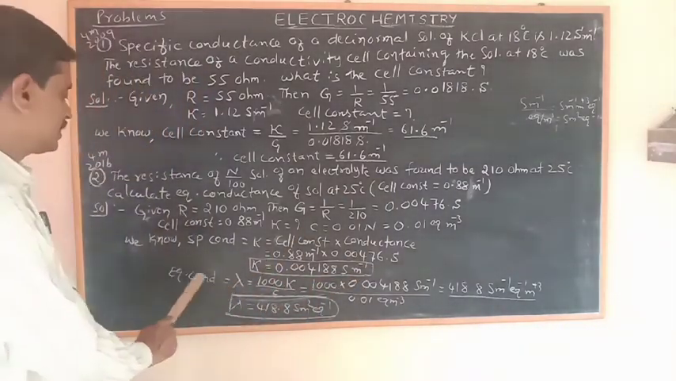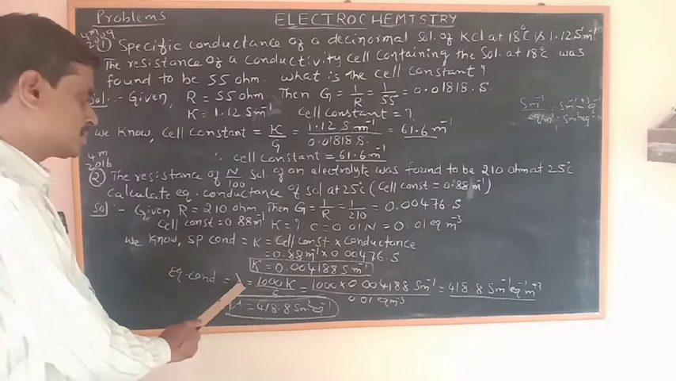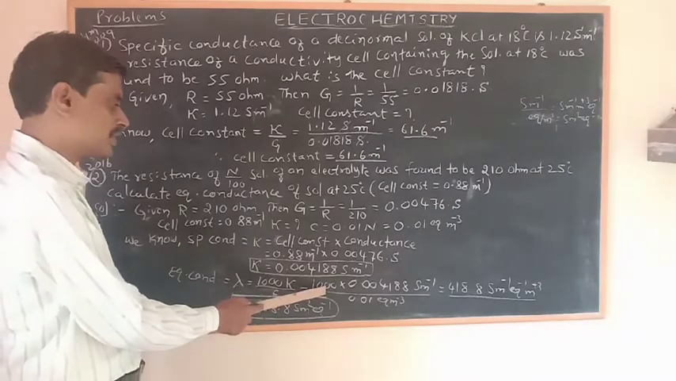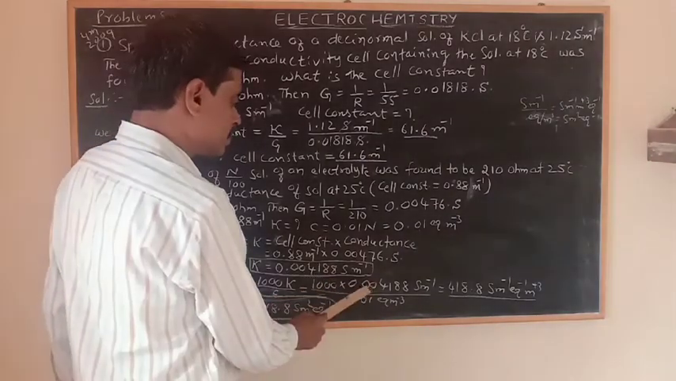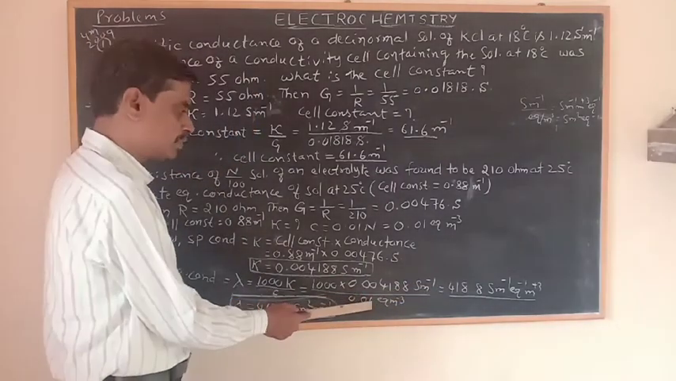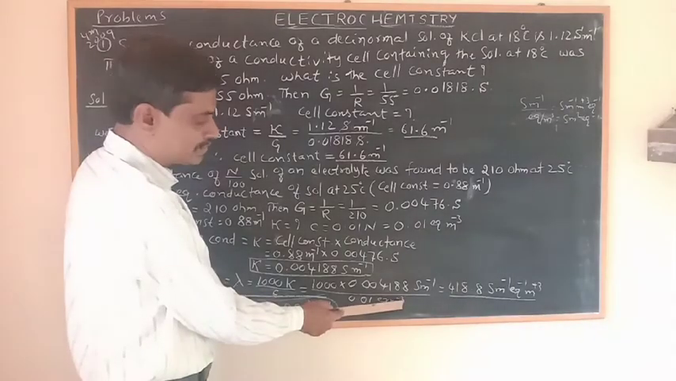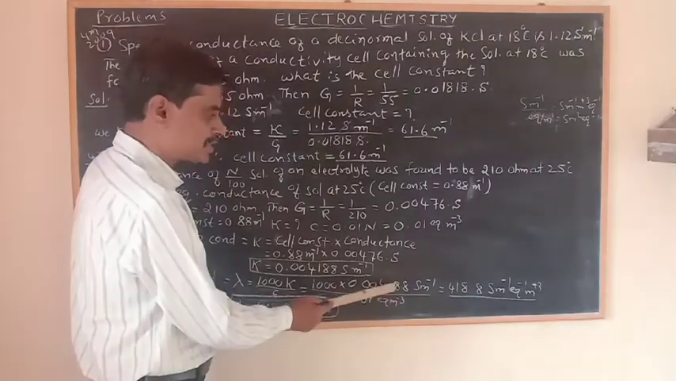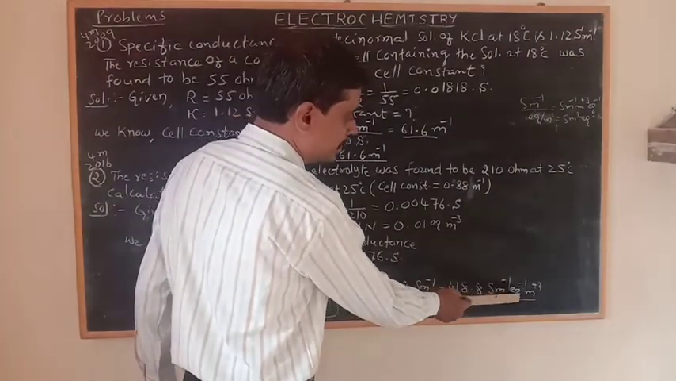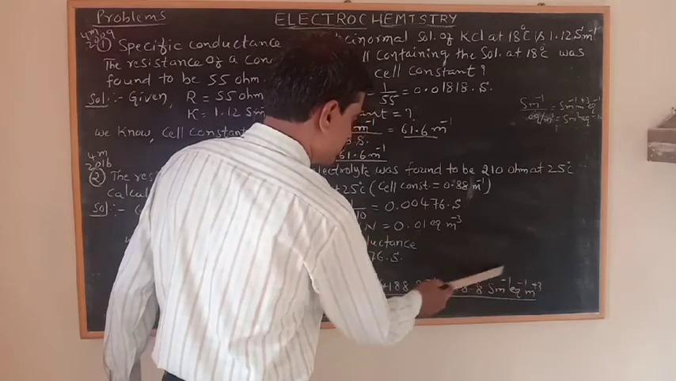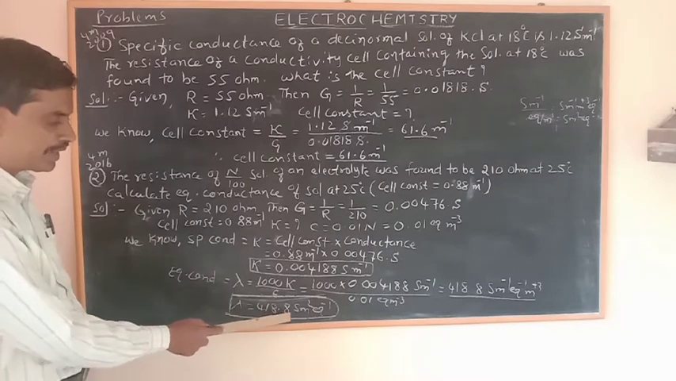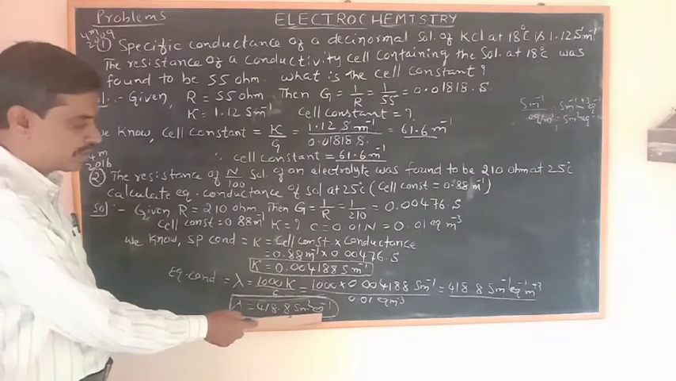Lastly, you have to calculate the equivalent conductance of the solution. Lambda is equal to 1000 kappa divided by C, according to the formula, which is 1000 into 0.004188 Siemens per meter, whole divided by 0.01 equivalent per meter cube. After simplification, you will get 418.8 Siemens per meter equivalent inverse meter cube. After simplification of these units, finally you will get lambda, equivalent conductance, equal to 418.8 Siemens meter square equivalent inverse.